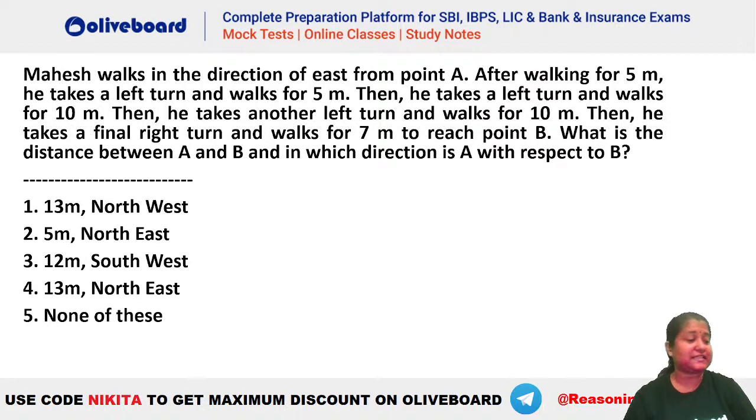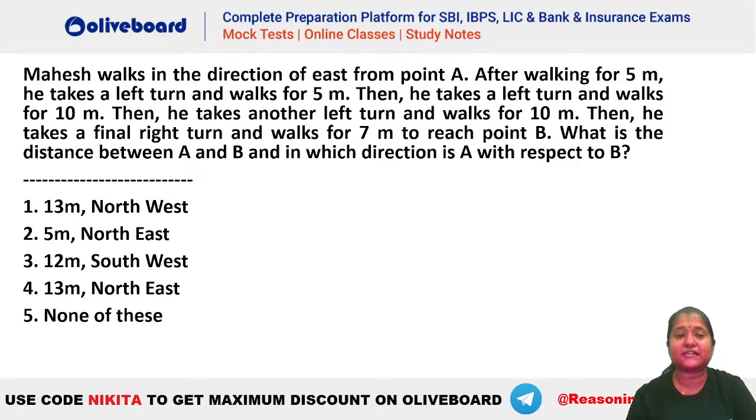चलो इसका आंसर बताओ जल्दी से. What should be the answer here? Okay, 3, that is 12 meters southwest. 12 आएगा, 13 आएगा. 13 meters northeast. Okay, चलो let's try. ठीक है, देखते हैं क्या आंसर होना चाहिए.